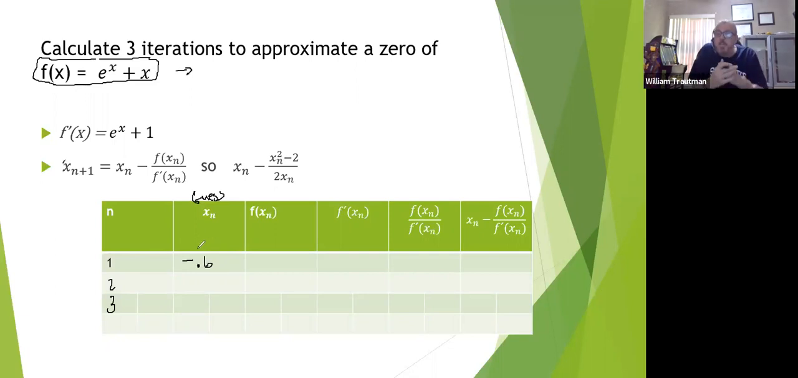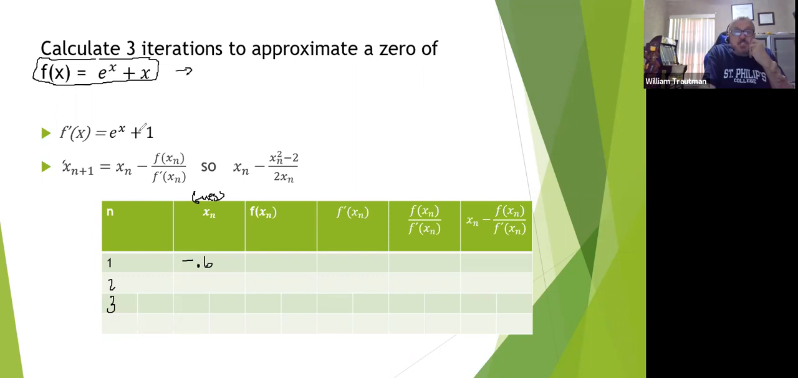You could have put any number down, by the way. You could have put -1. You could have put 0. You could have put 1. You could have put 28. The 28 would have been a way off answer. But you want to get as close as you could. So negative 0.6, that's fine.